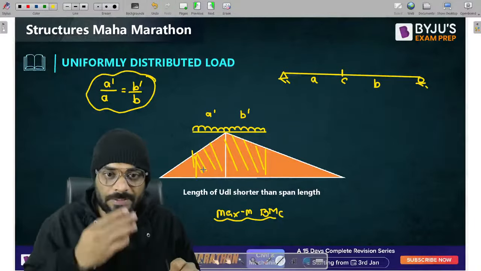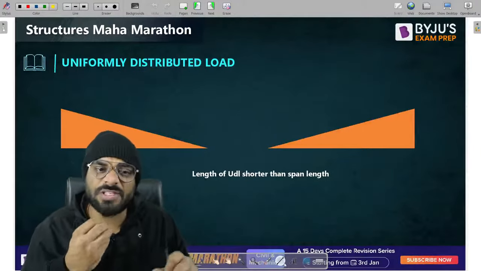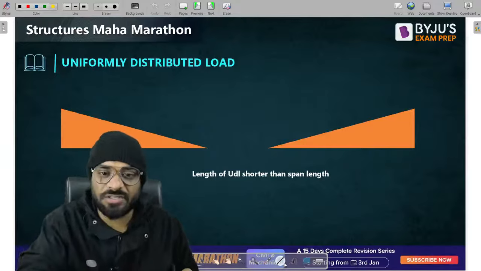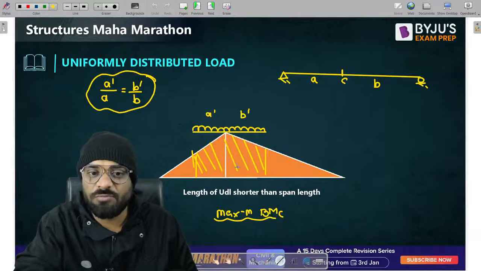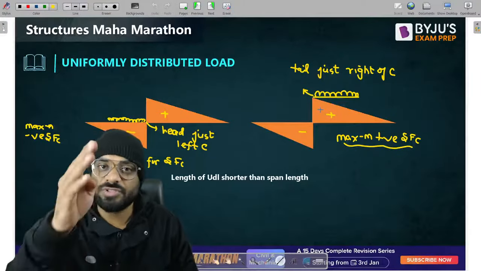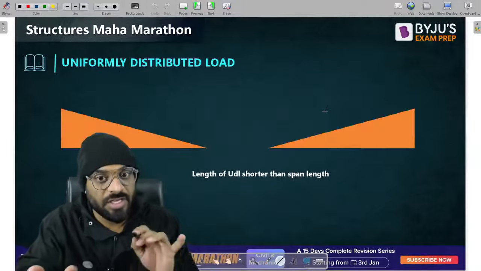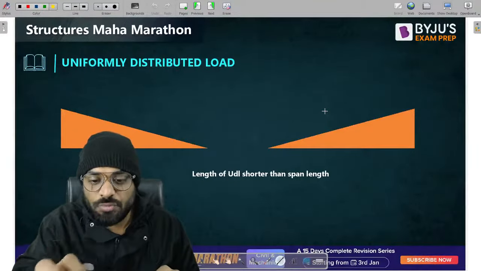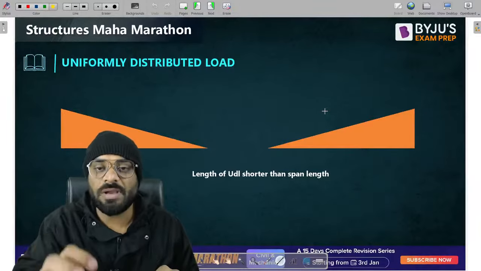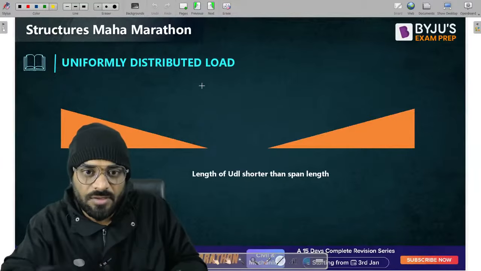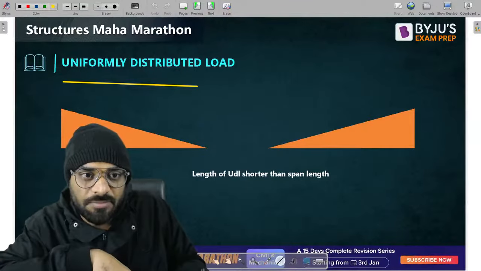Clear? Next, the next one is basically the absolute maximum values. Now these are what? These are the maximum value of bending moment at a particular section, this is maximum negative shear force at a particular section, and this is maximum positive shear force at a particular section. But if I want to find the absolute maximum positive shear force, absolute maximum negative shear force, and absolute maximum bending moment, then what should be the location? Let me explain.